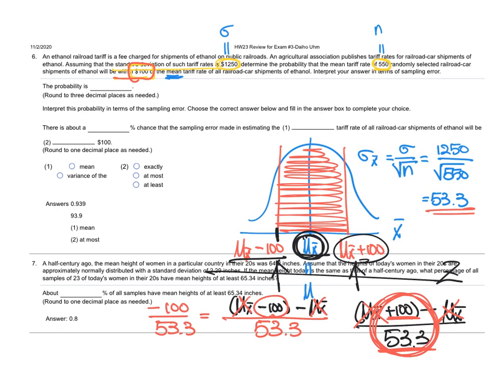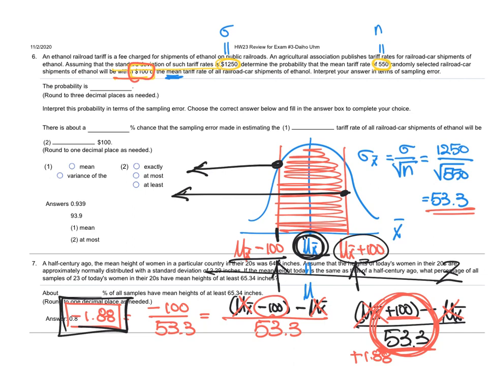Just a second. Negative 100 over 53.3. I have negative 1.88, 2 decimals. And now it is an even distance, so the right one will be positive 1.88. Okay. Then now what? You have to take the probability to the left at negative 1.88 and the other one at positive 1.88.